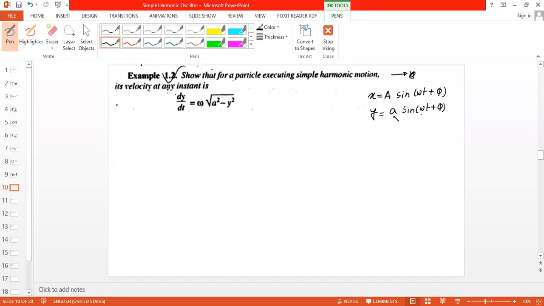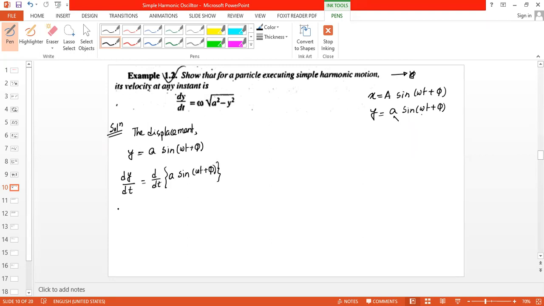So here we know the displacement y is equal to a sin(omega t plus phi). This is my displacement, and then the velocity can be obtained by differentiating y with respect to time, dy by dt. This will give us d/dt of a sin(omega t plus phi).